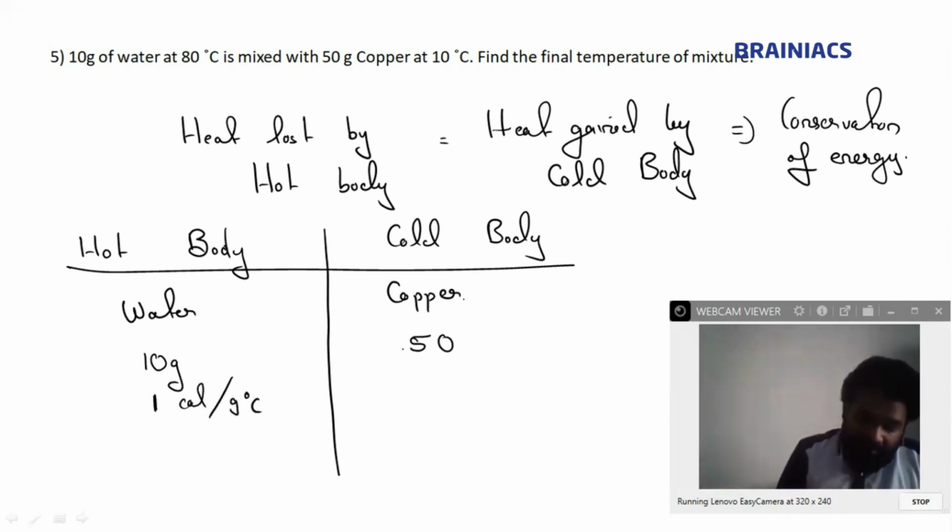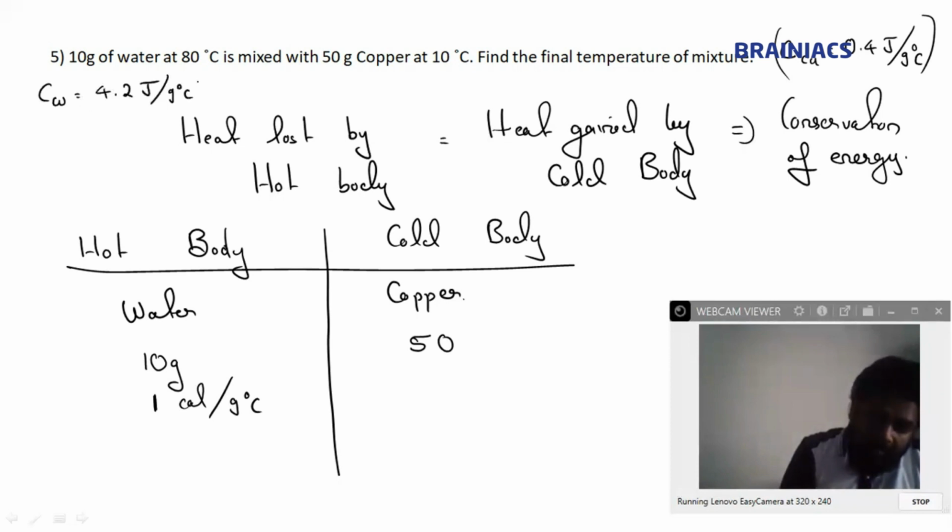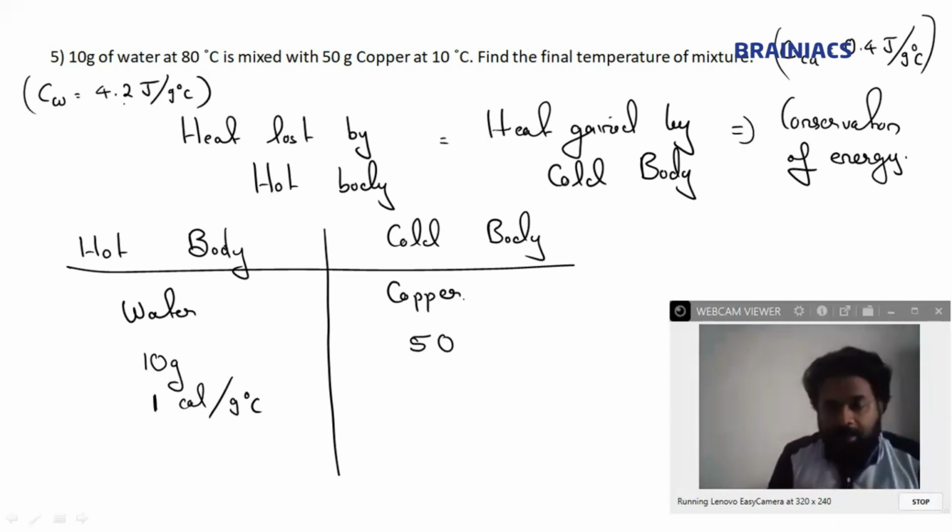The specific heat capacity of copper, they will give this. It is given as 0.4 joule per gram degree centigrade. And they may give for water also, like Cw is equal to 4.2 joule per gram degree centigrade. Okay, this will be given.